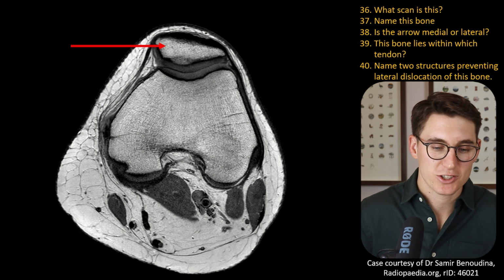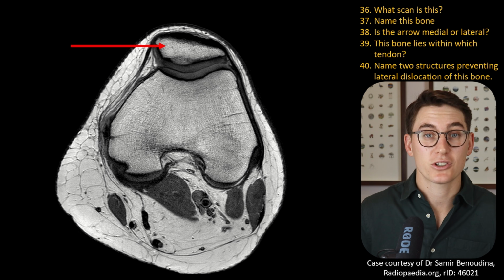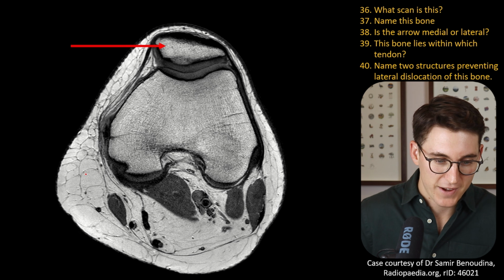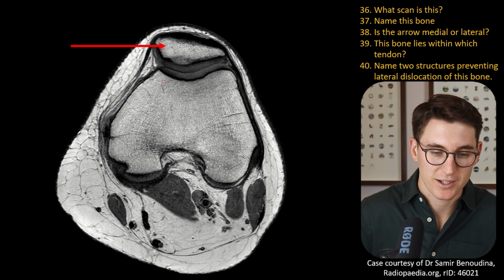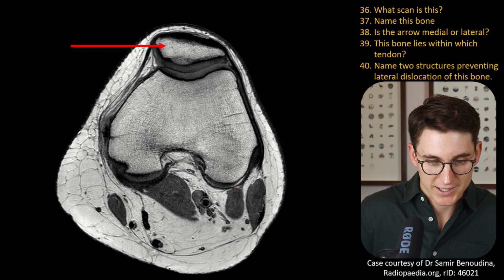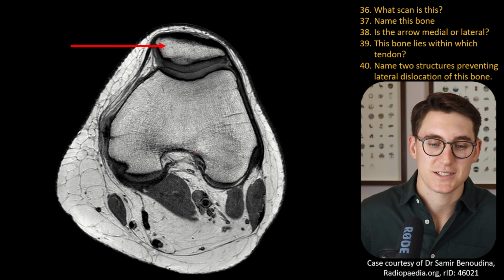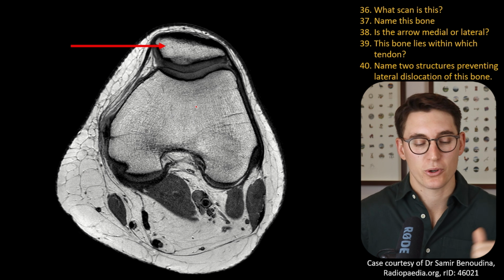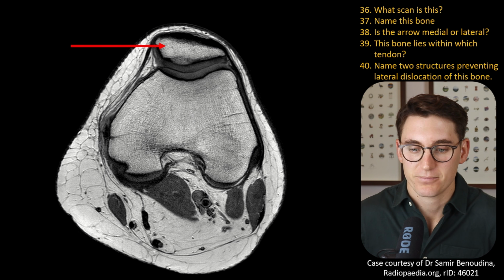Question 36 asked what type of scan this is. Now, we've just looked at this type of scan. We've got bright fat, we've got bright marrow signal within our bones. If we can see a little bit of fluid here, that's also bright. Again, we are dealing with a proton density MRI. This is an axial proton density MRI of the knee.